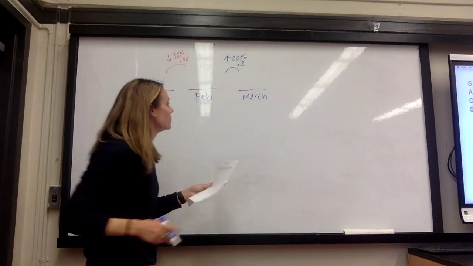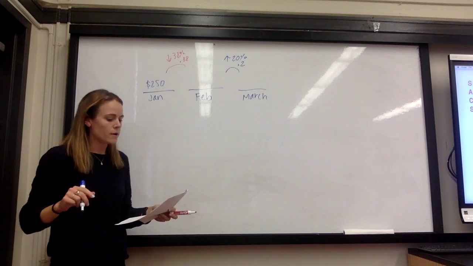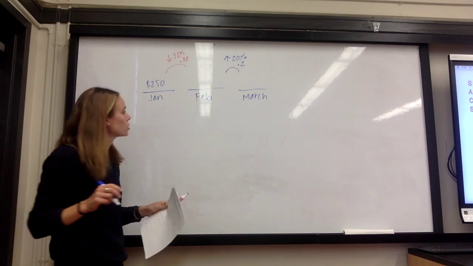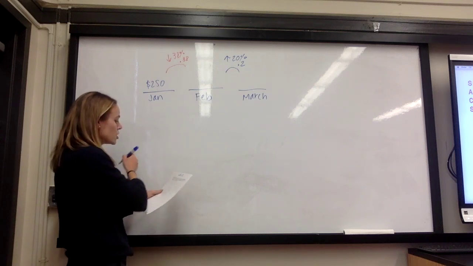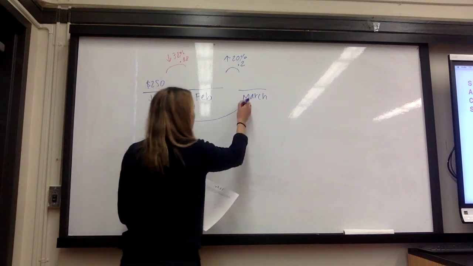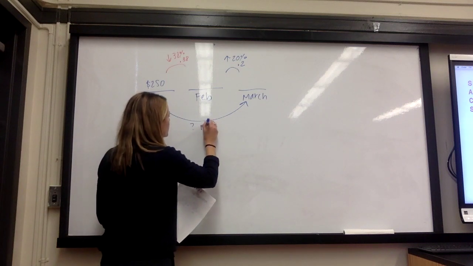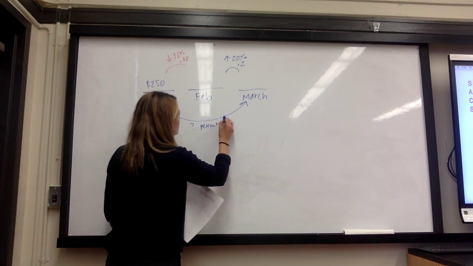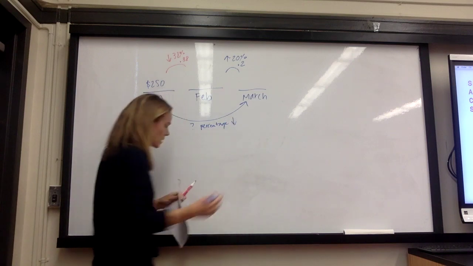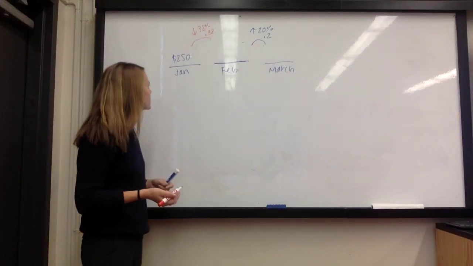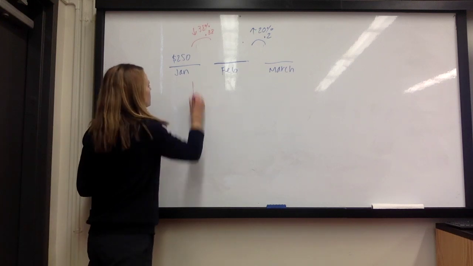Or 0.2. This question wants to know by what percentage the price of the stock decreased per share from January all the way to March. So the question is actually asking us for the percentage decrease. Now we need to find our 38% decrease, or 62% of our 250.